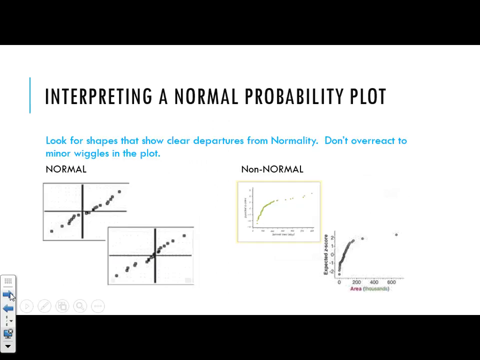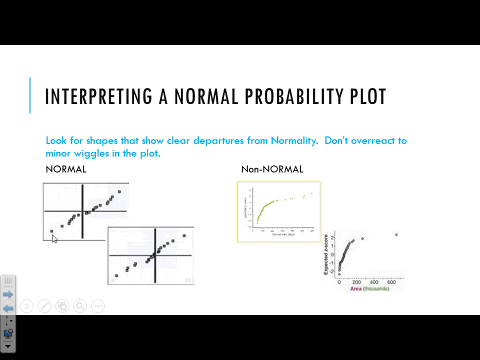and bad. So when we're interpreting a normal probability plot, we want to, again, look for shapes that show clear departures from normality, all right? And we have to be careful not to overreact to what your textbook refers to as minor wiggles in the plot, right? So here we have 4 examples of normal probability plots. These two on the left side represent data that would be considered normal.